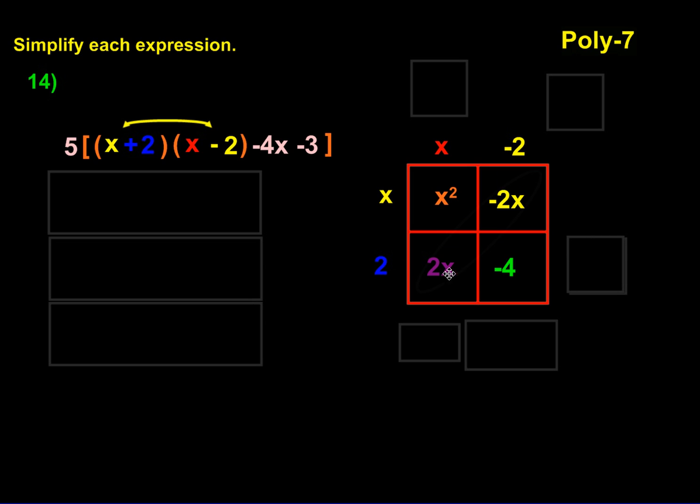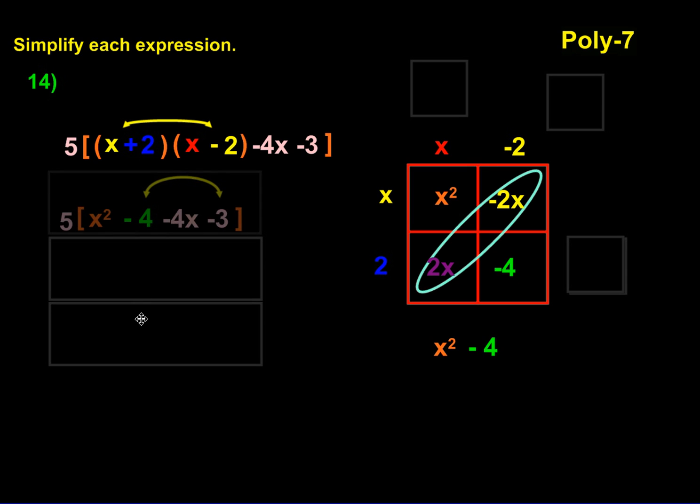Looking for like terms, I can see I have like terms right here. And I also see that I have a -2x and a +2x. Those are going to cancel out. So now I'm left with bringing down my x squared and my -4. Now I'm going to take this answer and substitute it for both of these binomials. And so that's going to look like this.